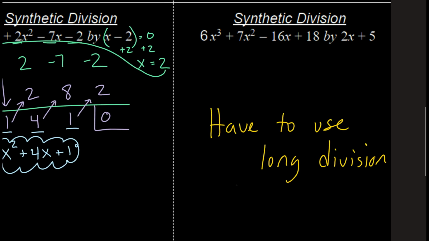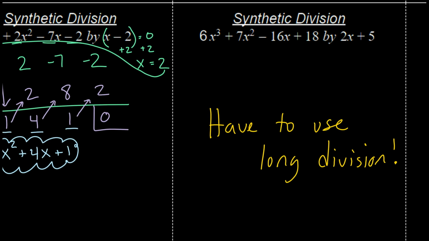Anyone want to take a stab at why we have to, on this one, use long division? Because there's too many numbers. What is the solution of this factor? 2x plus 5 equals 0, so x is negative 5 halves. Right? We subtract the 5 over, then divide by 2. Anytime you don't have a whole number as your solution, you must do long division.